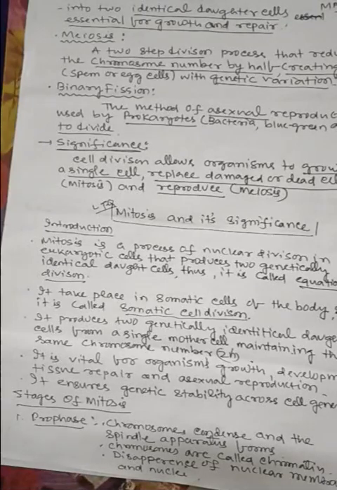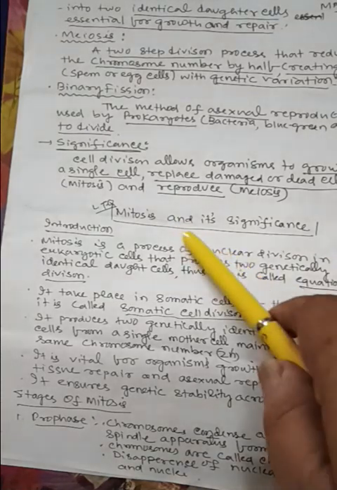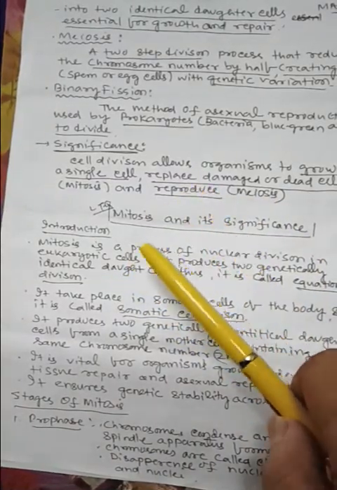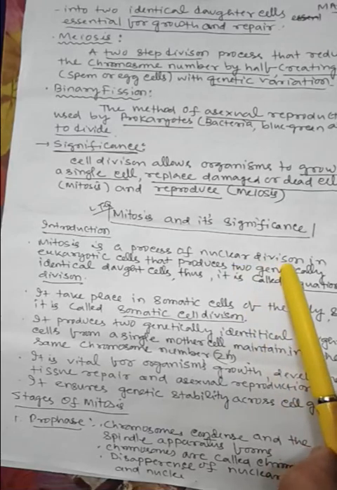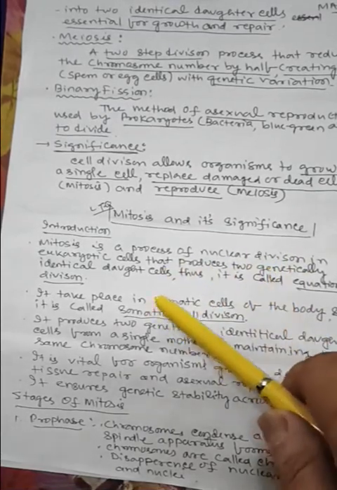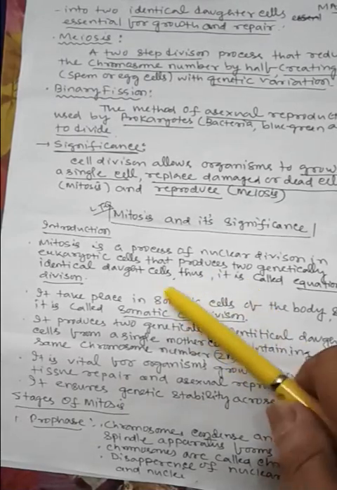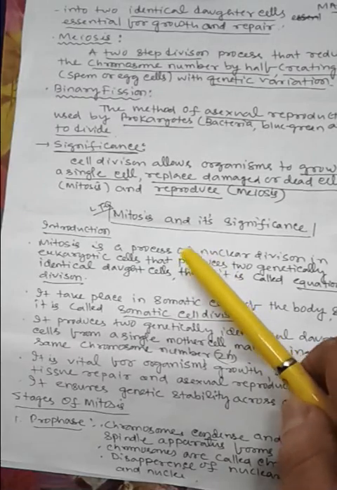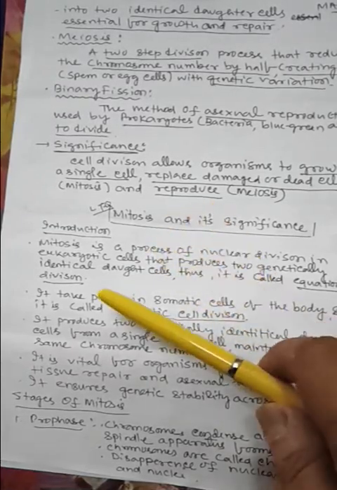Dear students, another important topic which is asked in council exams as a long type question: mitosis and its significance. Introduction. Mitosis is a process of nuclear division in eukaryotic cells that produces two genetically identical daughter cells. Thus, it is called equational division. Mitosis is known as equational division because it produces identical daughter cells.